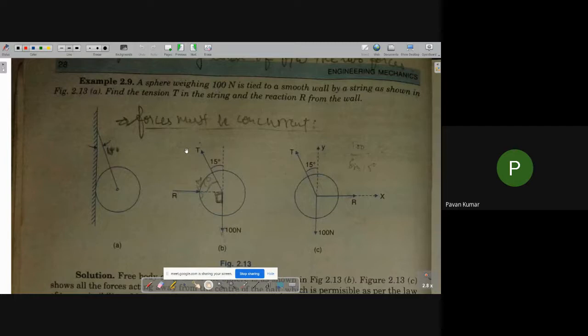Hello students. So in the last class we discussed Lami's theorem, and in the previous classes we discussed the equations of equilibrium. Okay. So now there is an example 2.3. The question is that a sphere weighing 100 Newton is tied to a smooth wall by a string as shown in the figure 2.13. Find the tension in the string and the reaction from the wall.